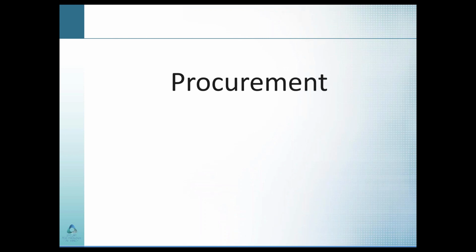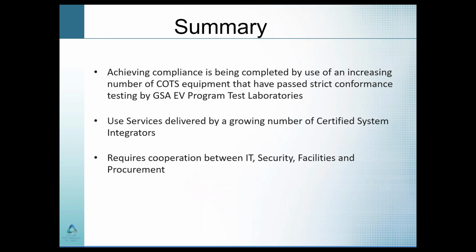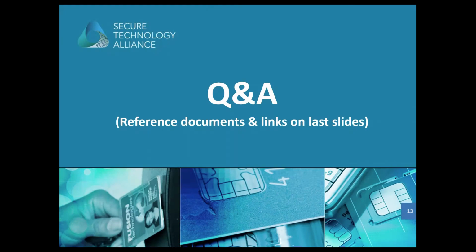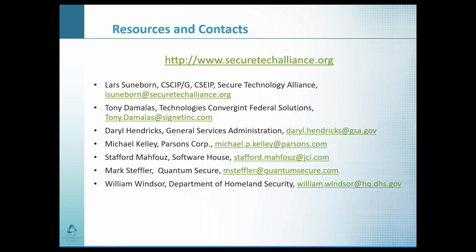Okay. We have a few minutes left, and I would encourage the audience to submit some questions. And while we're doing that, I'm going to do the summary here. Achieving compliance is being completed by use of an increasing number of COTS equipment that have passed strict conformance testing by the GSA evaluation program, and live use services delivered by a growing number of certified system integrators, and that requires cooperation between IT, security, and facilities. Now we will have a question and answer. And at the last, I should also point out, the last two slides of this have all the reference documents.